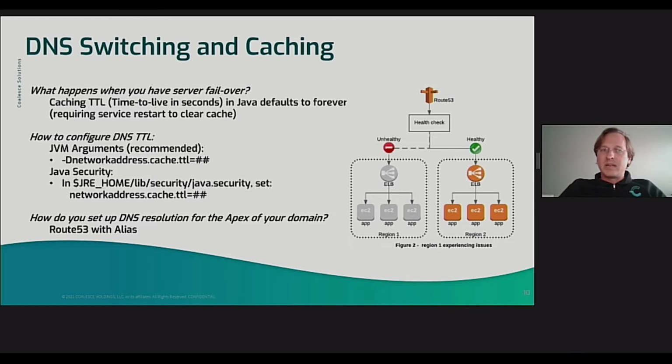I recommend putting it in your JVM arguments because that value setting will be retained as you upgrade your JRE. But since the java.security file is within your JRE folder, anytime you update your JRE, you have to make sure to update that Java security file again. So I recommend putting that in your JVM arguments.